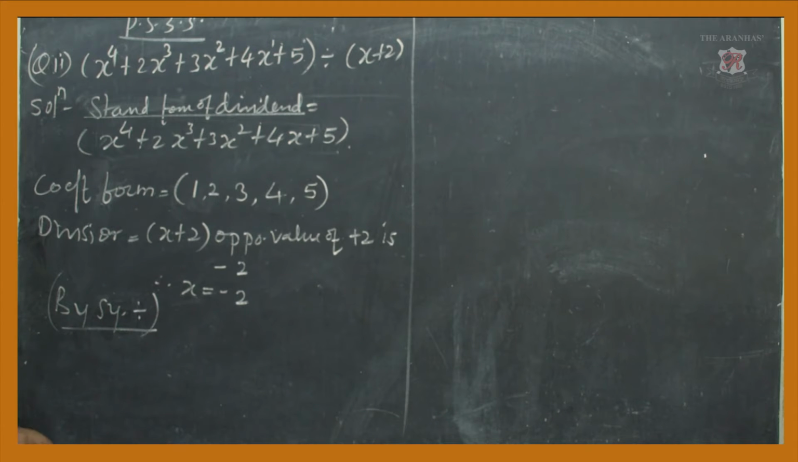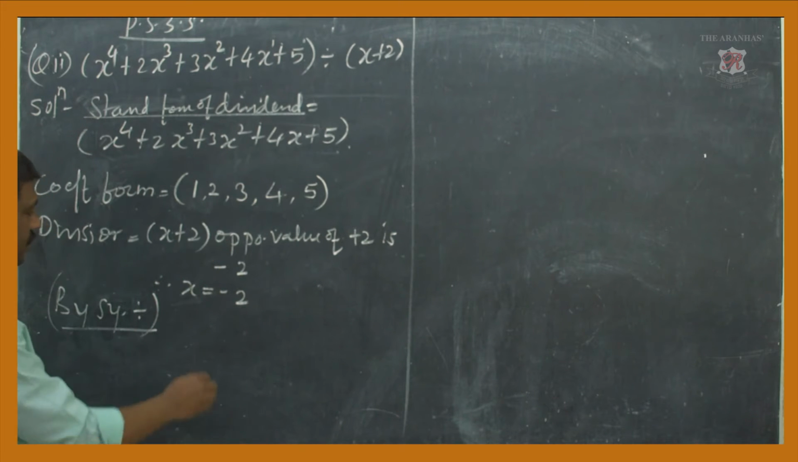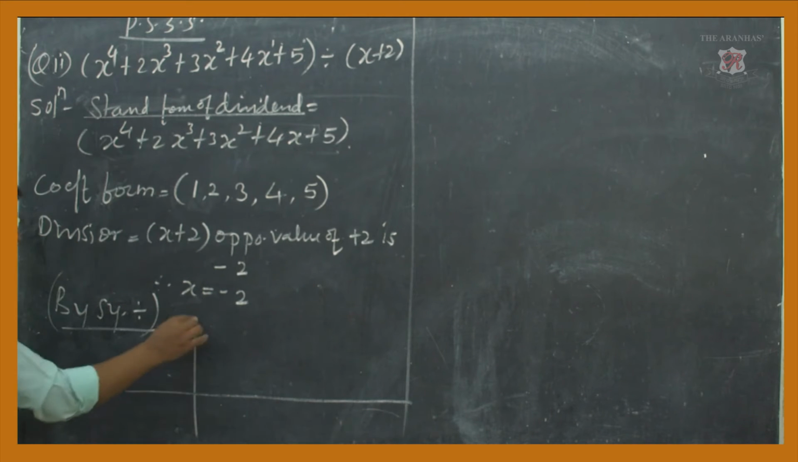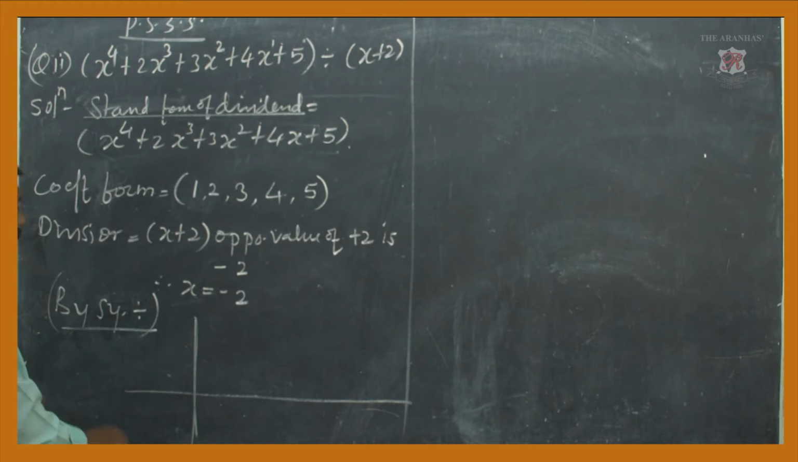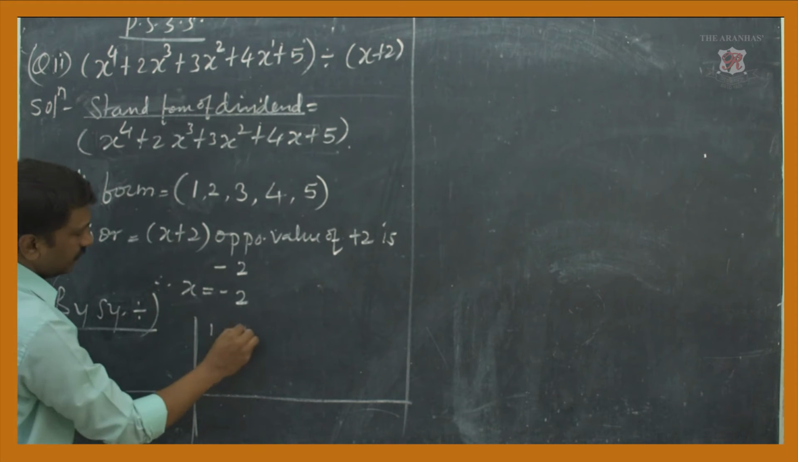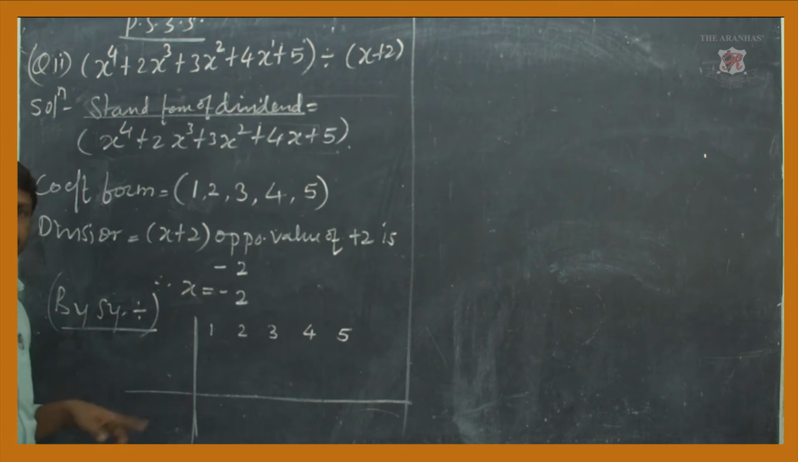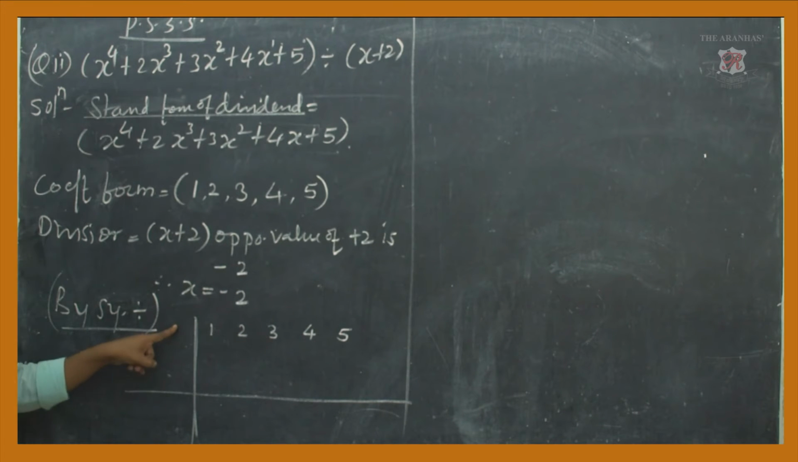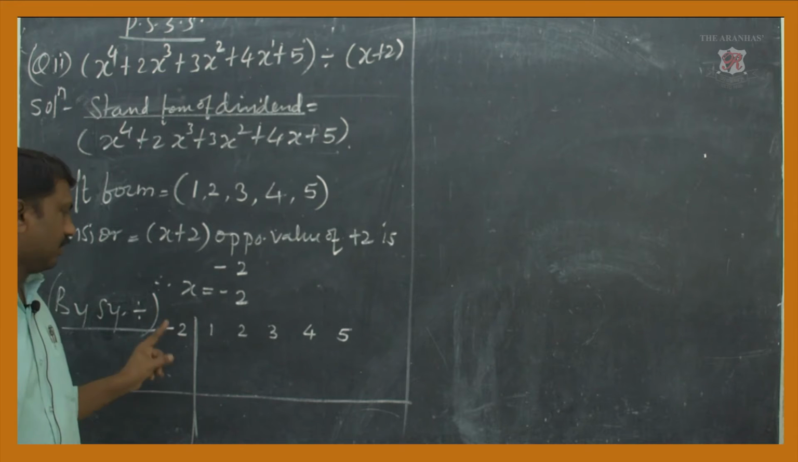In synthetic division, what we have to do is arrange the terms in vertical and horizontal columns. Here we have the line and we arrange the vertical and horizontal arrangement. In the first line, we write all the coefficients: this is 1, this is 2, this is 3, here we have 4, and next is 5. These are the coefficients of the dividend, and here we write the divisor. This time the divisor is minus 2.